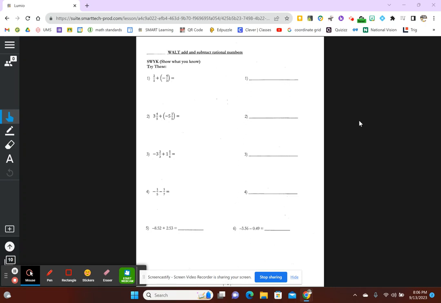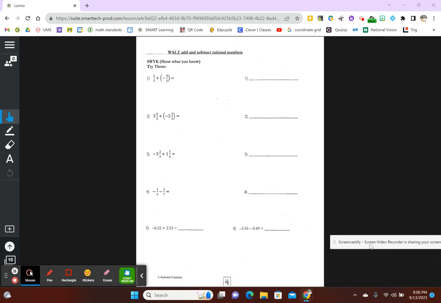Okay, so we're going to go over the "Show What You Know" that you did to show me how much you know about fractions. So this is page 9 in the packet. And first I'm going to do number 1 and number 2.